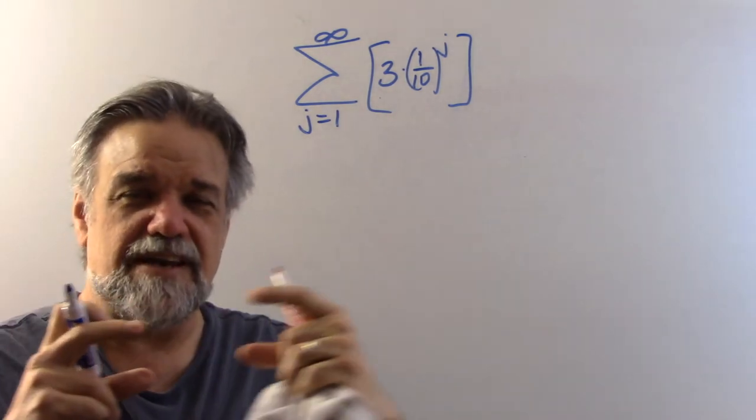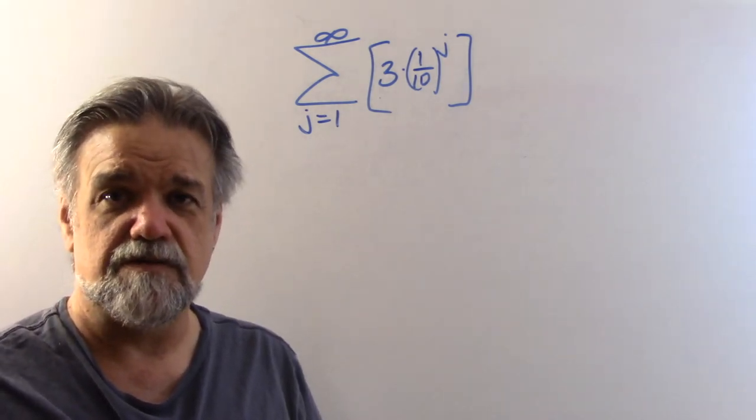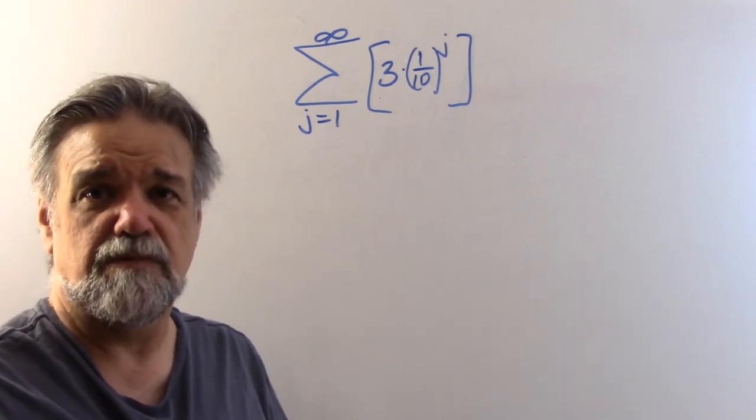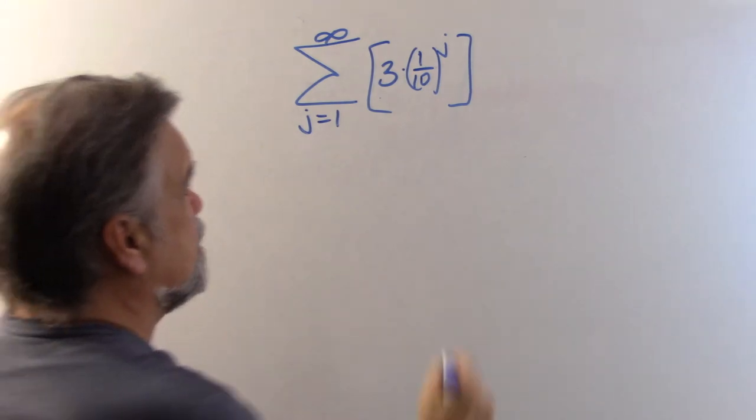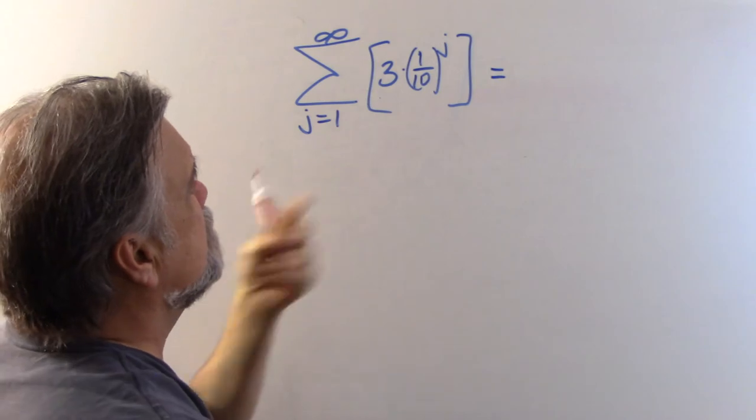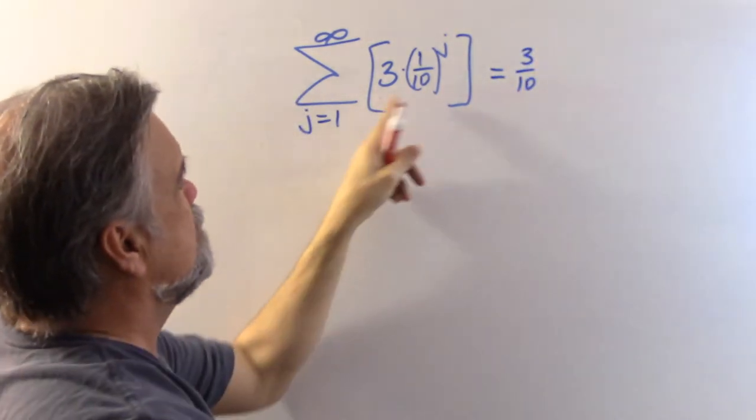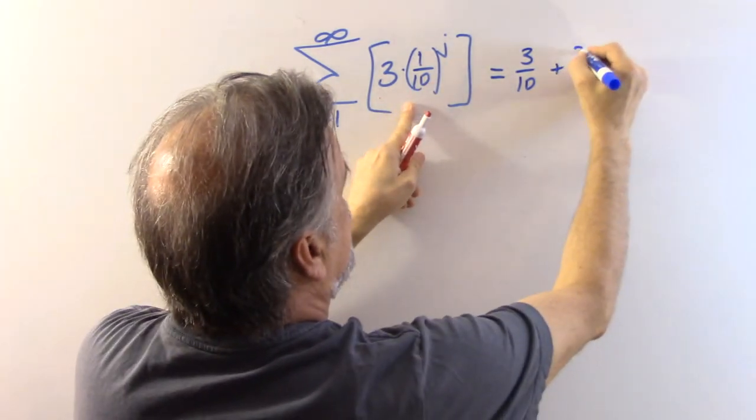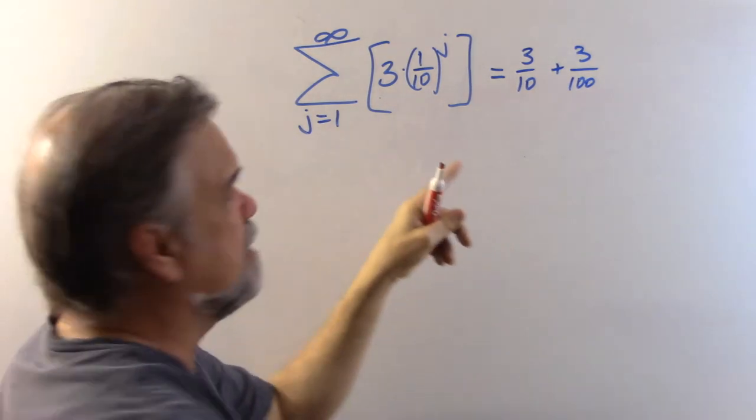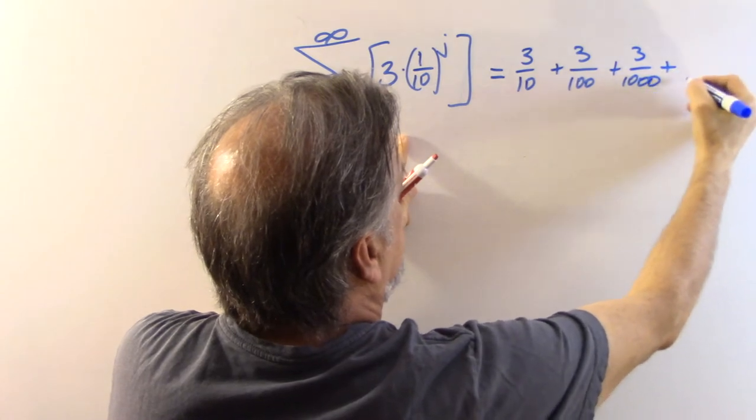Is it possible to add up an infinite number of numbers and still get a finite sum? The answer is, why, yes, indeed, you've done it before. Matter of fact, you've done this exact problem before. Look at what this is. When j is 1, this is 3 times 1 tenth, or 3 tenths. When j is 2, this is 3 times 1 one hundredth, or 3 one hundredths. When j is 3, this is going to be 3 over 1,000, etc.